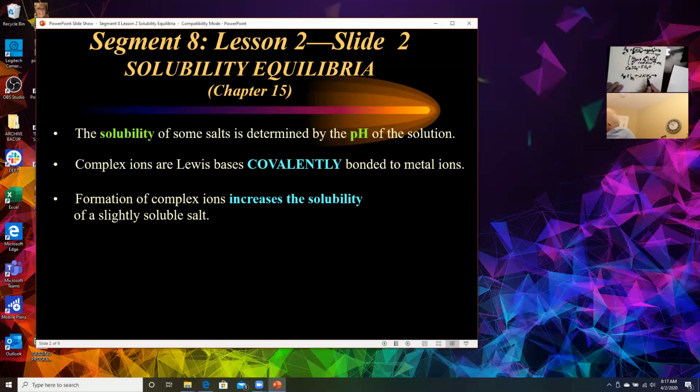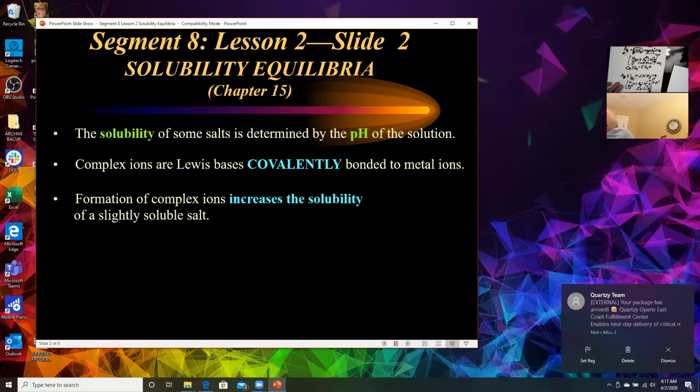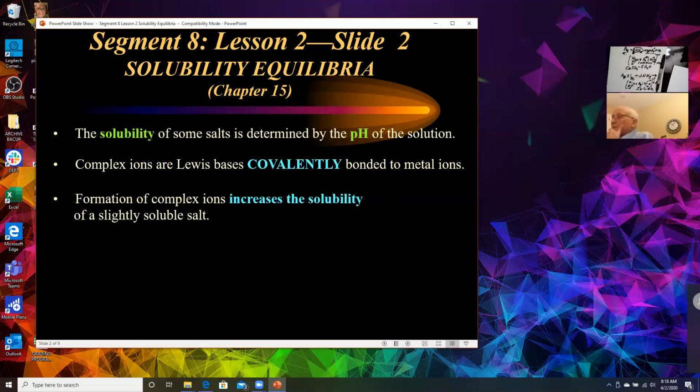And I'll draw it again down here for you. H, N, H, H, pair of electrons, Ag, pair of electrons, N, H, H, H for the ammonia. Plus, of course, you're going to now have the chloride ion, minus. And this thing is plus. Now, this is soluble. So the point we're making on the PowerPoint is that formation of a complex ion will increase the solubility because it's reducing the concentration of the free silver ion.